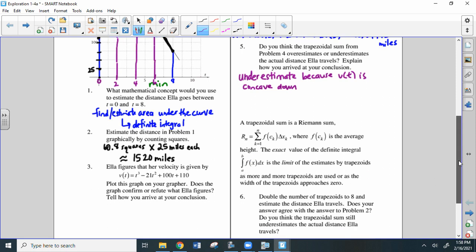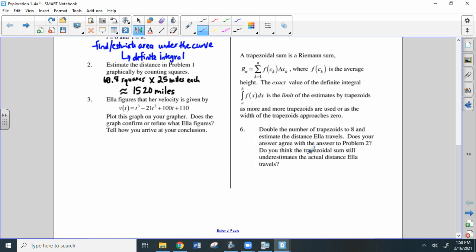So in number 6, the exercise says to double the number of trapezoids to 8 and estimate the distance Ella travels. I will certainly leave that to you. I do encourage you to practice it. You're going to break it up into 8 equal subintervals. They're all going to have width of 1. And then it asks, does your answer agree with the answer to problem 2? And do you think the trapezoidal sum still underestimates the actual distance? Well, it definitely should, because it's still a concave down curve.